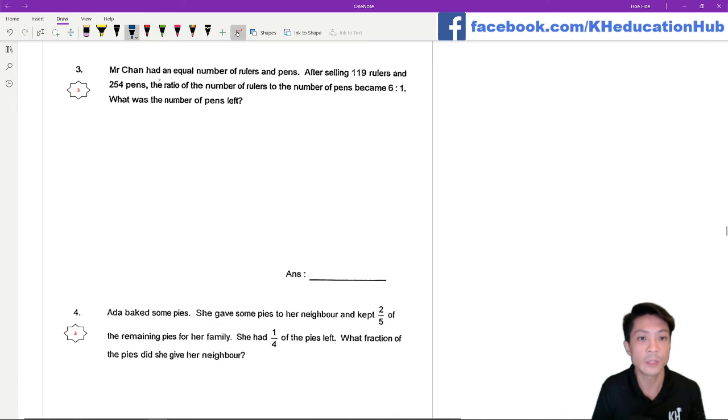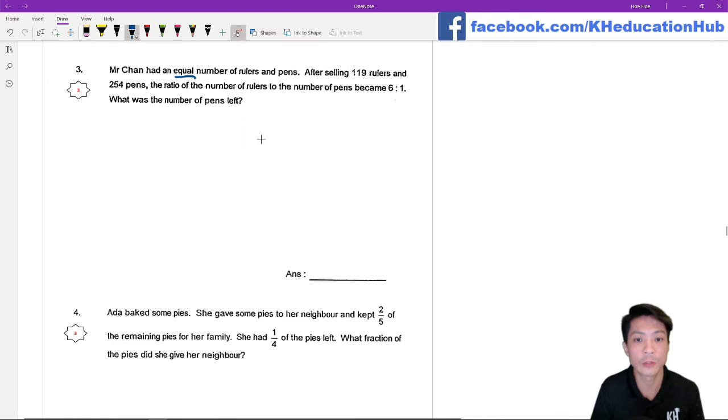Question 3. Mr. Chan had an equal number of rulers and pens. So equal is always a very important keyword. After selling 119 rulers and 254 pens, the ratio of the number of rulers to the number of pens became 6:1. So what was the number of pens left?